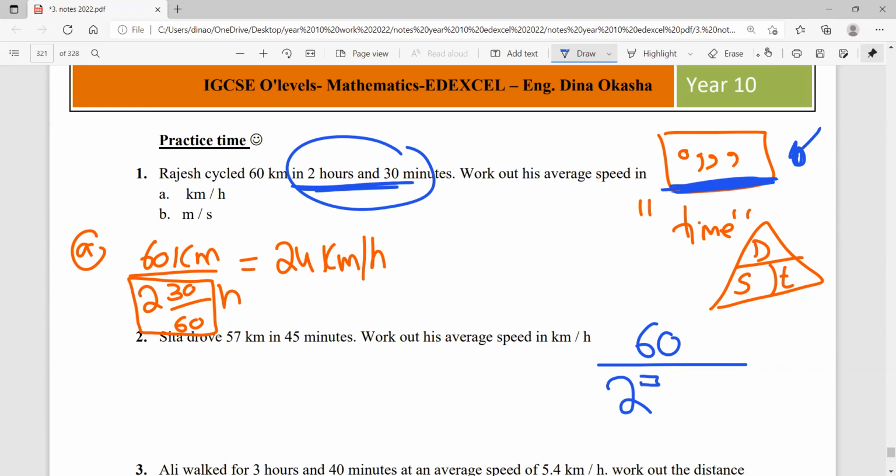And then type 30, and then press on the times button again. So this will appear. يبقى كده الكالكوليتر قريتها 2 hours 30 minutes. Press equal هتطلع لي 24 على طول. طبعا this is just for you to know يعني مش أكتر من كده.